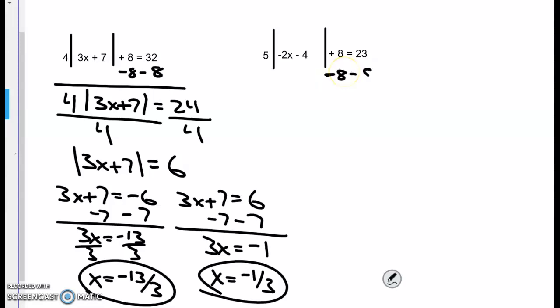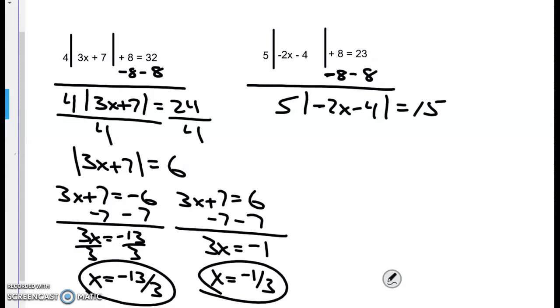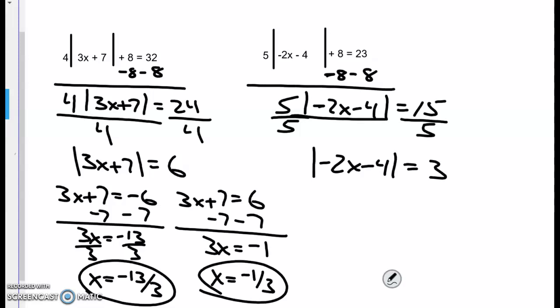All right, here I'm going to subtract 8. I've got to get the absolute value alone again. Negative 2x minus 4 is equal to 15. And we divide by 5. And I'm at the absolute value of negative 2x minus 4 is equal to 3. Now, once again, while an absolute value can't equal a negative, we can have as many negatives as we want in the absolute value. I'm setting up the same thing.